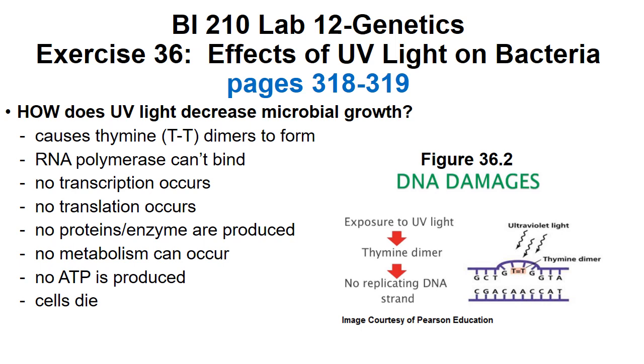The cells cannot divide. So on figure 36.2, we can see those dimers forming. The more dimers that form, the less growth, meaning the more mutations that occur. So the arrows show us a nice little picture. Exposure to UV light causes thymine dimers, no replicating DNA strand, which means no transcription, translation, or metabolism.